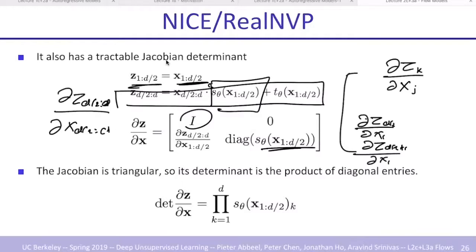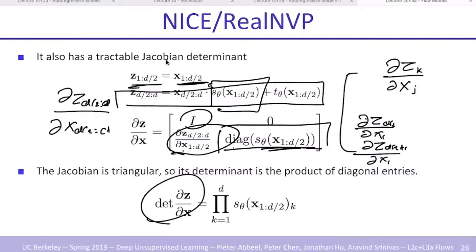Okay, so why is this a good thing in general? The determinant is really simple, it's just going to be the diagonal. This is diagonal, so this is lower triangular. And lower triangular means that the determinant of it is just the product of the diagonal, right? So in particular, the determinant of this is just going to be the product of all the diagonal of this part. Because the identity is all 1s, so 1 times 1 times 1 is 1. But in the bottom part, you just take the product of all the diagonals. And then you get this. Cool, right? So again, we get the determinant of the Jacobian. This is the Jacobian. Just like that, okay?